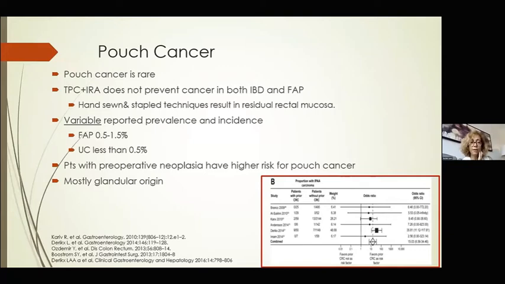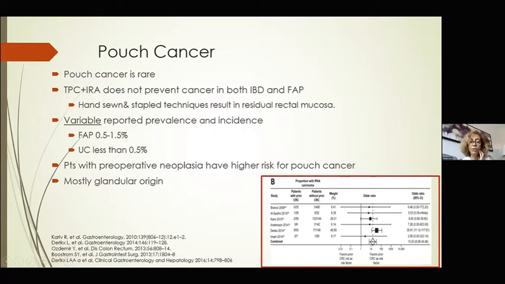Sorry about that. I'm getting to pouch cancer. As Dr. Ko mentioned, this is highly rare. We know that pouch surgery with and without mucosectomy does not abolish completely the risk for cancer, both in IBD and in FAP, and that has variable reasons, some buried mucosal island, the natural history of the mucosa, etc. You've heard that all. The rates that are reported vary in different reports. For FAP, it is largely between 0.5 to 1.5%, and for UC, it is less than 0.5%.